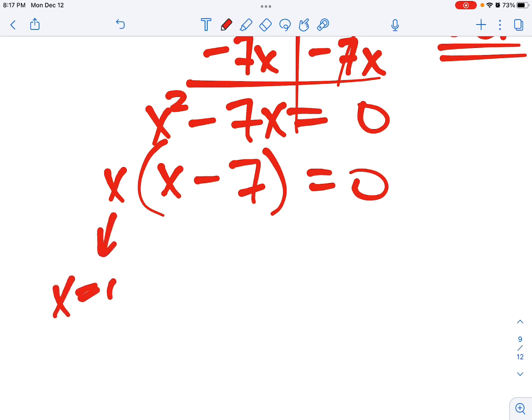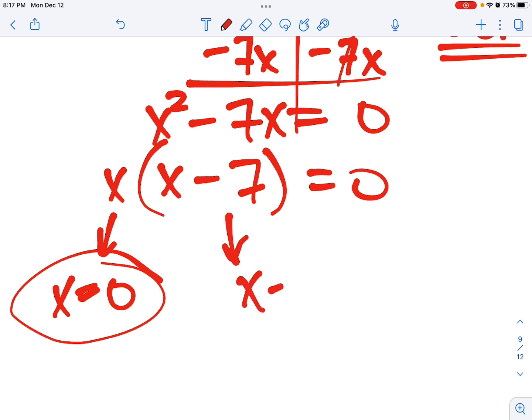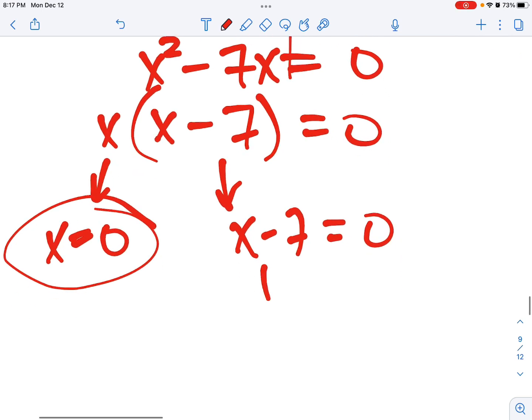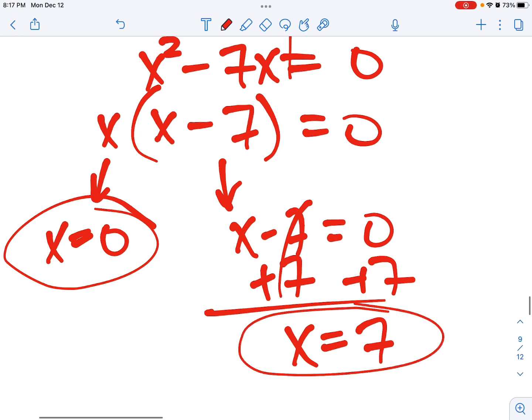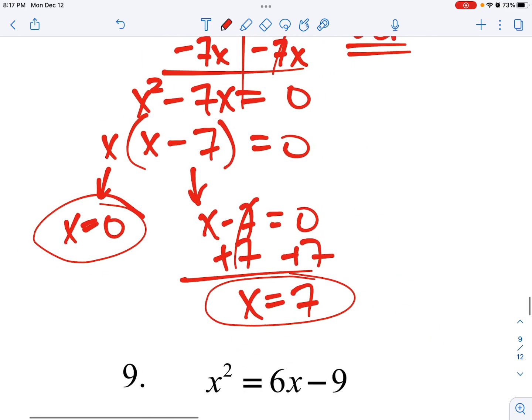Equal both of these to 0. Oh, that's one of my answers. Okay. Yeah, 0 can be an answer. X minus 7 equals 0, so let's add 7 to both sides. X equals 7. Wow, two answers.